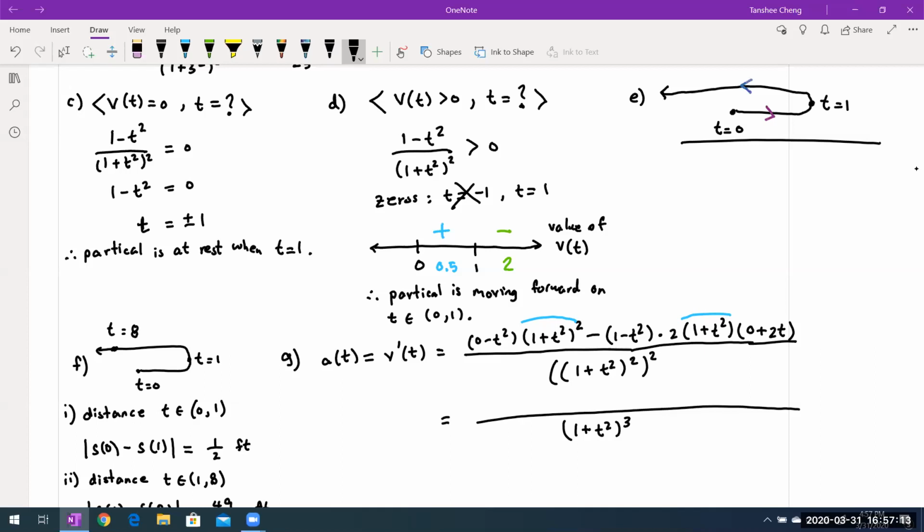And then continue simplifying on the numerator. Oh, I made a mistake right here. Do you guys see that? When I took the derivatives, I only took the derivative of 1. I forgot to take the derivative of this part. So this should have been 2t right there. Okay. So when I distribute that, this will become negative 2t minus 2t to the third power.